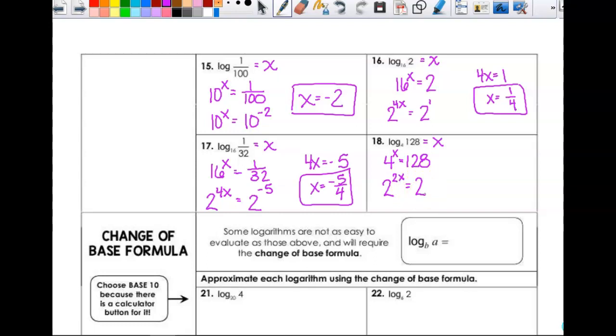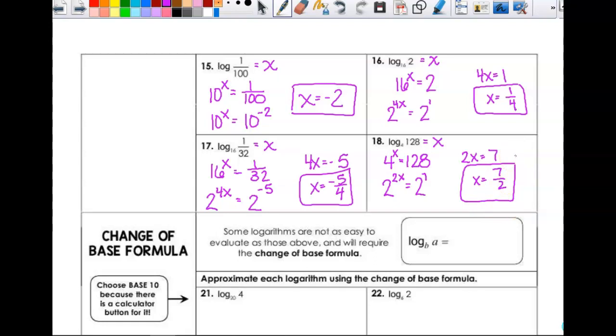Two to the 2x equals 2 to the what? 7. So then 2x equals 7, x equals 7 over 2. Yes? What questions you got? Anything? Got to be able to multiply.